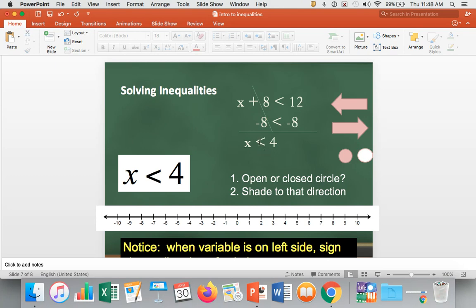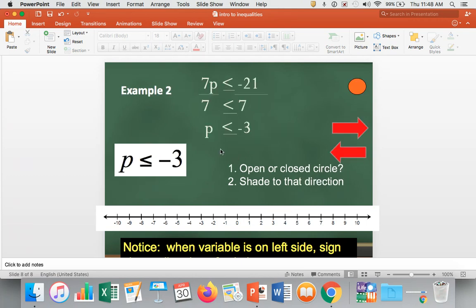Now, it's only a less than, not a less than or equal, so my circle has to be open. So I'm going to pick my open circle, and I'm going to put it on the number line. Now I draw my little arrow, and you'll notice that the symbol is going to the left because it's less than. So I'm going to take my little arrow, follow it that way, and that is the solution.